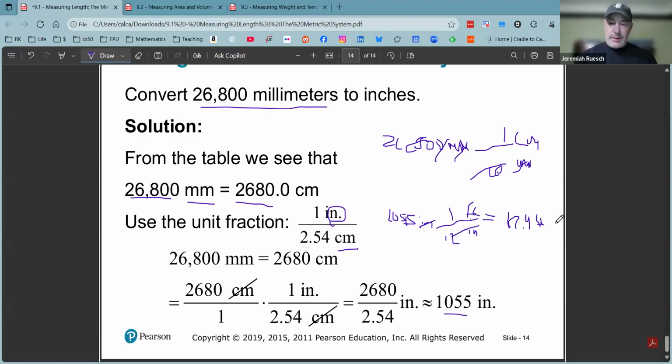All right, so that's still a pretty good distance, but I think that makes the number a little bit more reasonable for everyday experiences. 26,800 millimeters doesn't make a lot of sense to me. And even at 1,055 inches, I'm still having a hard time fathoming how far that is. So converting it to feet here helps me get a better handle on how far that is.